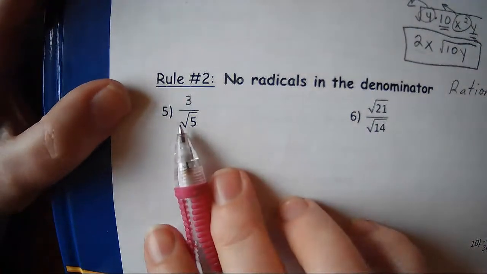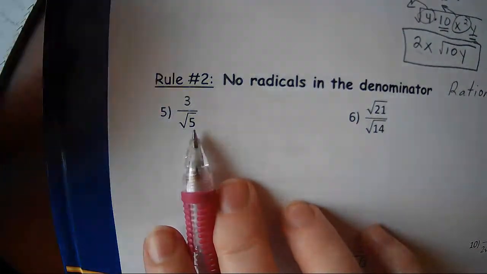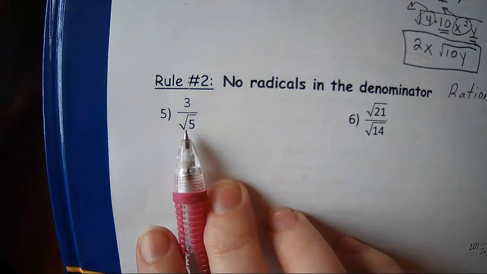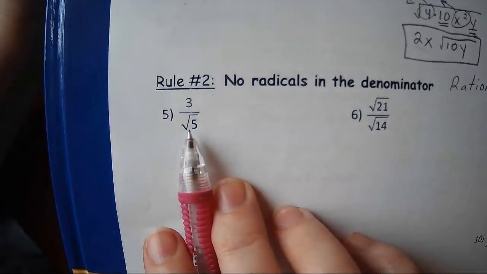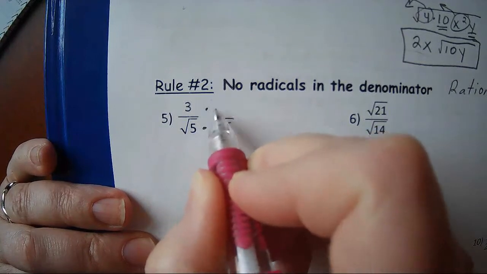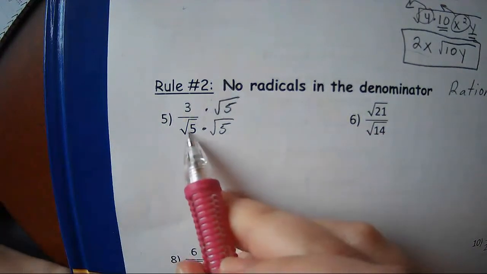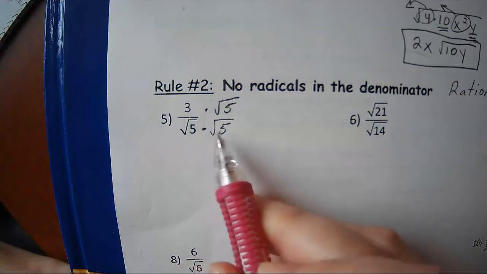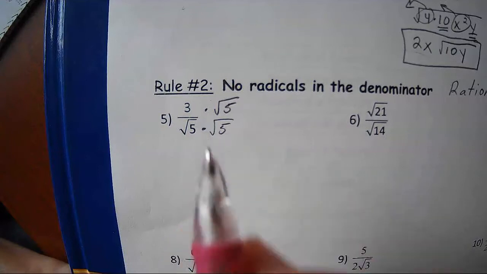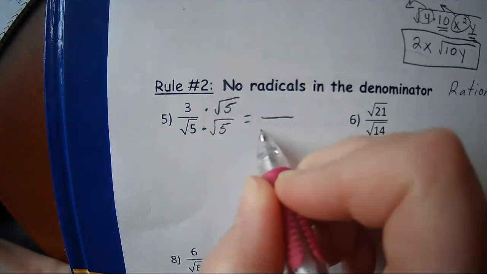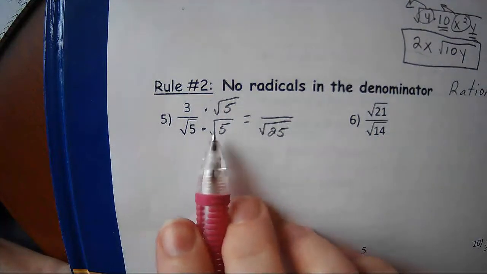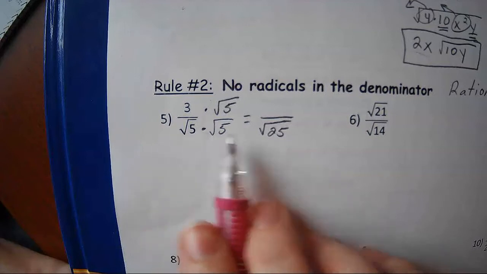So on number 5 right here, to rationalize it means that I'm going to get rid of the square root in the denominator. Well, how do I get rid of a square root? I square it. So I'm going to multiply both the denominator and the numerator by whatever is underneath the square root, so I'm multiplying it by itself. The square root of 5 times the square root of 5, isn't that the square root of 25, right? Because I can multiply radical to radical. So 5 times 5 is 25.